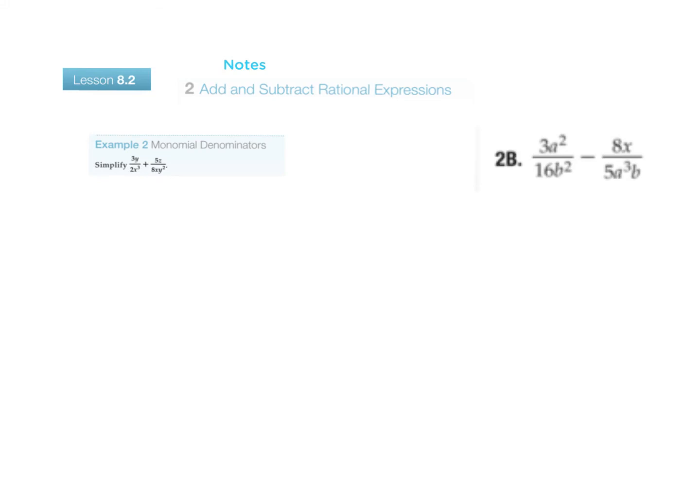All right, probably the most difficult thing that we do is we add and subtract rational expressions, especially when the denominators are not the same. So we have to make the denominators the same. So the first thing we're going to do is find the lowest common multiple. So we're going to use what we did in part 1.